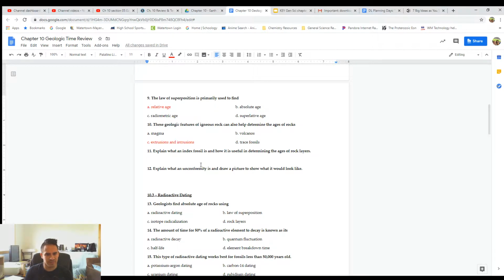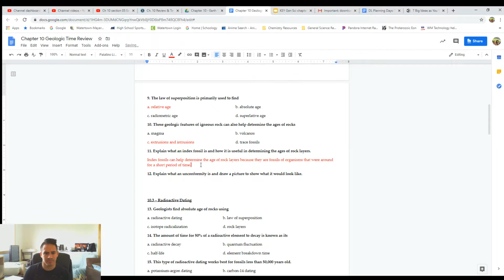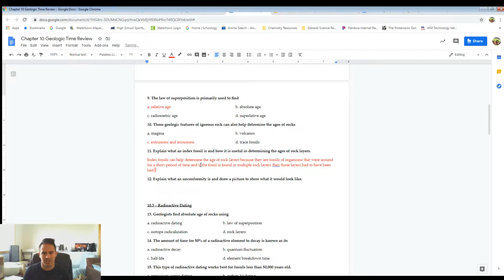So let's say that index fossils can help determine the age of rock layers because they are fossils of organisms that were around for a short period of time. And if the fossil is found in multiple rock layers, then those layers had to have been laid down at the same time. Something like that.